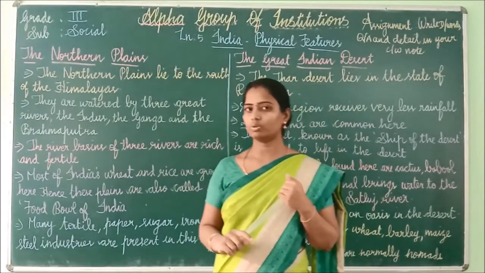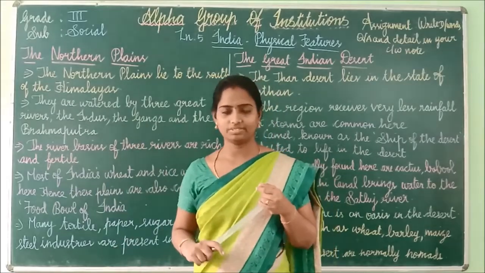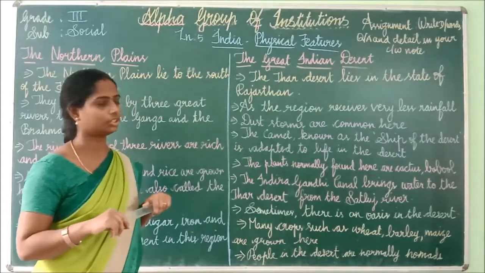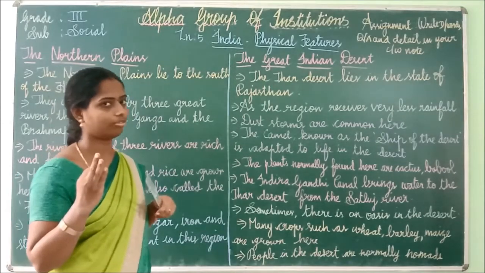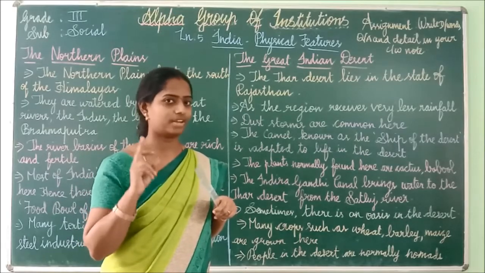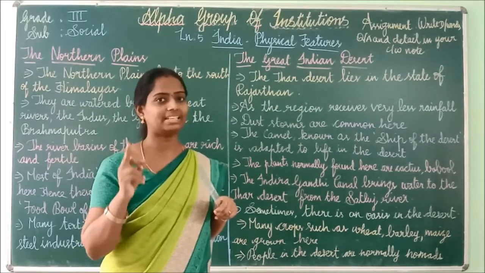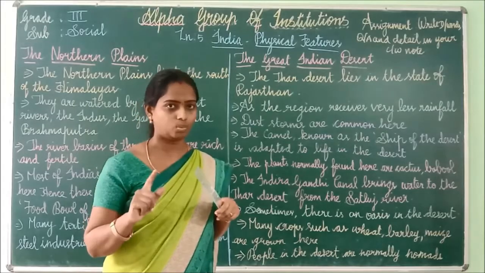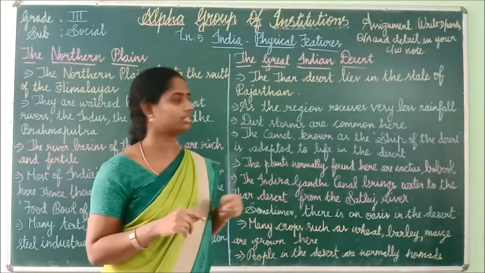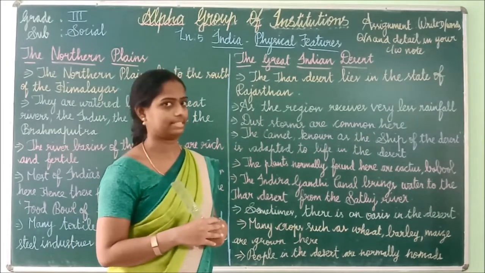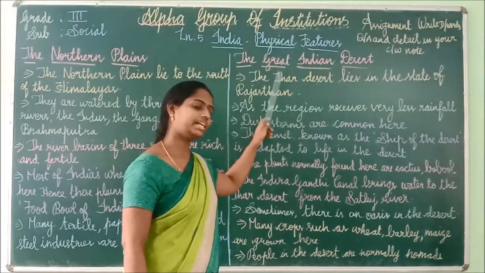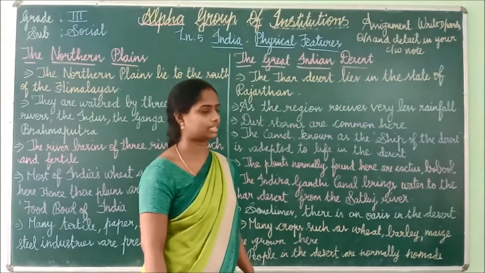Children, is everything clear about this? Northern Plains, it is very easy and very interesting to listen to. Then we are going to discuss the third one. As I said before, India can be broadly classified into six natural regions, isn't it? The first one is the Northern Mountain Range that we discussed before. The second one is the Northern Plains that we have discussed now. Then we are going to discuss the Great Indian Desert. Shall we start this, children?